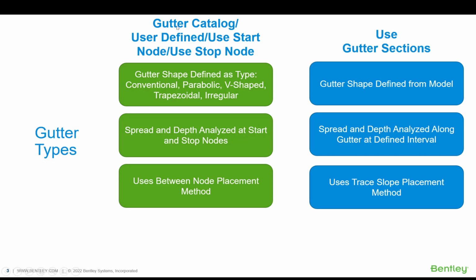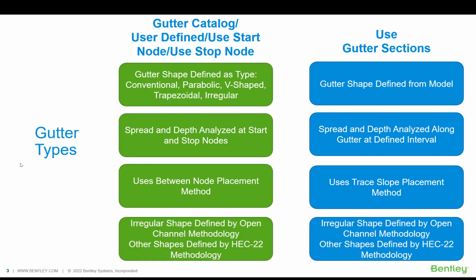Now when we think of how these are placed differently, if we are going to be placing a gutter from a catalog or user defined or just pulling from the start or stop node information, we're going to be using the between node placement method, where we'll choose our upstream node and our downstream node. If we're using gutter sections, then that's going to use the trace slope method, where we'll only need to select our upstream node, and then it's going to trace along our flow path to find the downstream node. And lastly, we'll look at the methodology.